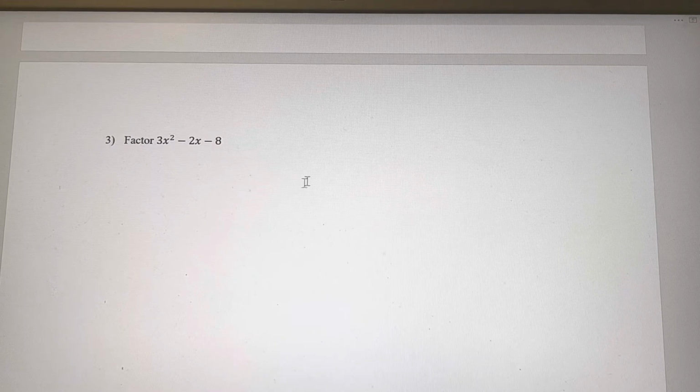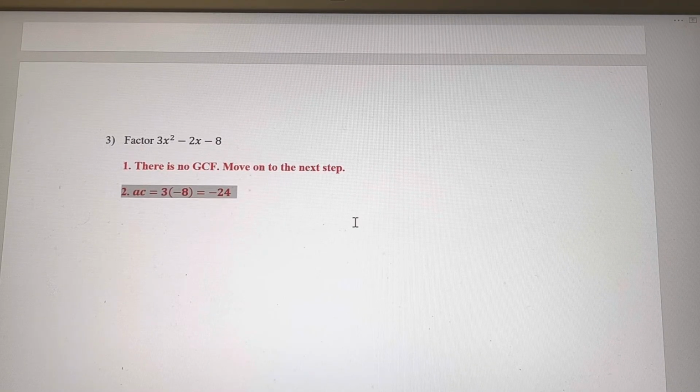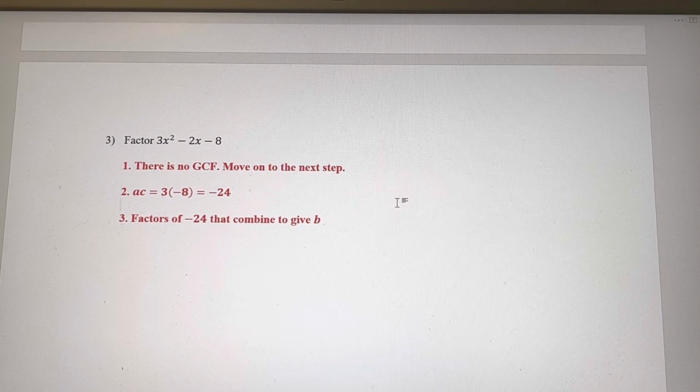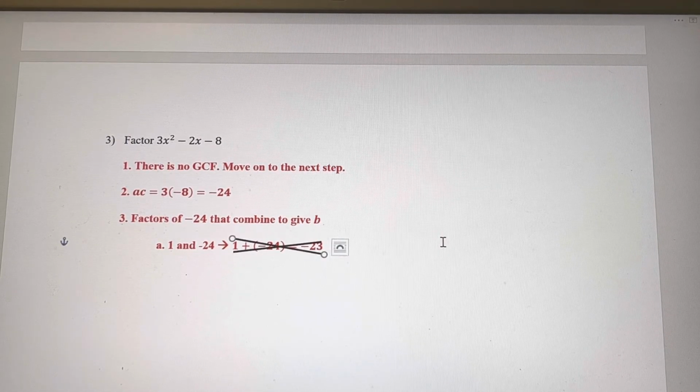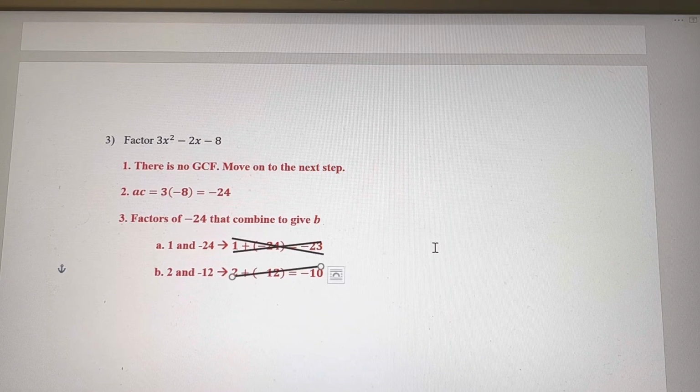So 3 times c, no GCF, 3 times c is negative 24. My b value is negative, remember? So when I'm looking at factors for negative 24, I want the bigger factor to be negative, okay? So I'm going to start with 1 and negative 24. All right, so that gives me negative 23. Doesn't work. Let's go on down the list. Other factors of negative 24, 2 and negative 12. Doesn't work. That gives me negative 10.